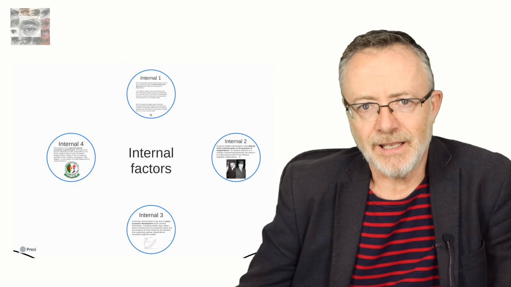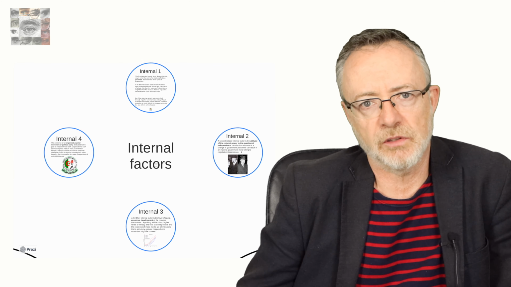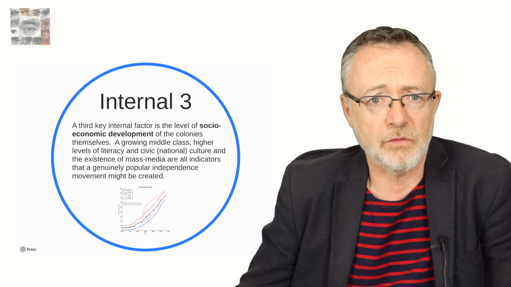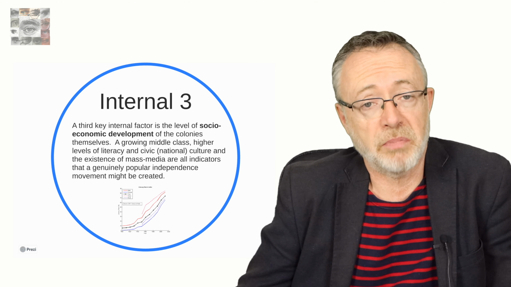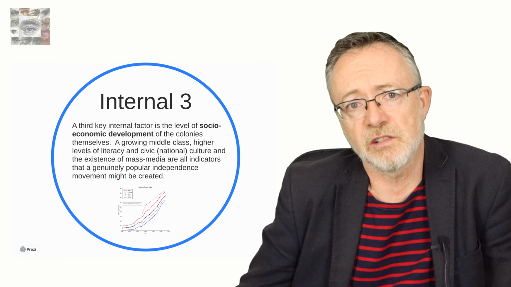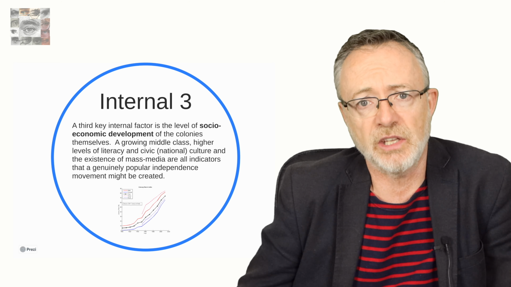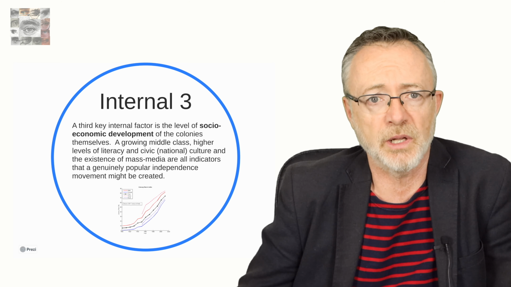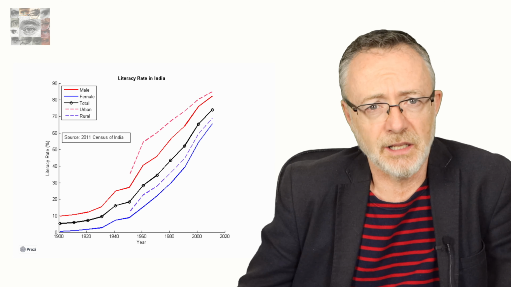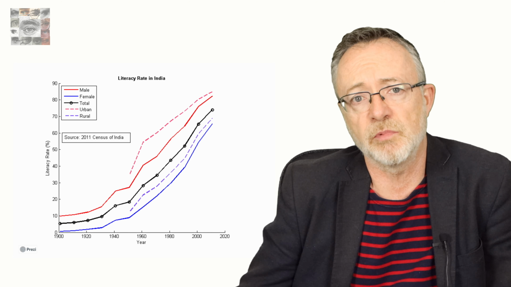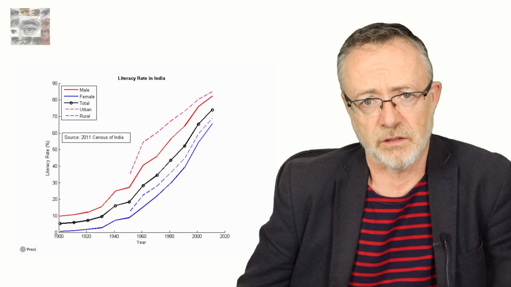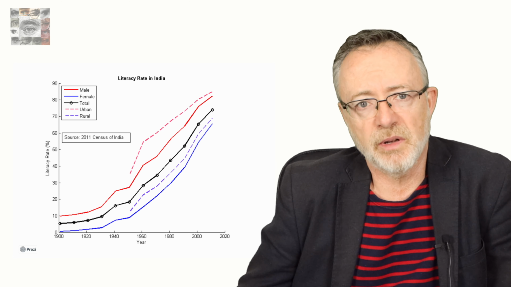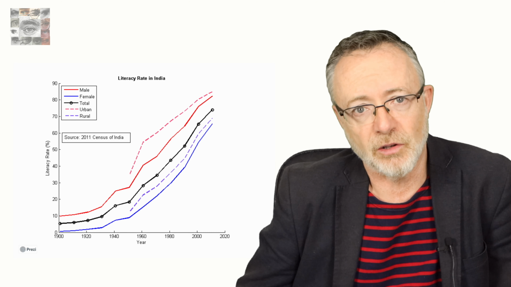A third key internal factor is the level of socioeconomic development of the colonies themselves. A growing middle class, high levels of literacy, a civic, perhaps national culture, and the existence of mass media are all indicators that a genuinely popular independence movement might be created. For example, the significant growth in literacy in India in the years before the Second World War allowed for greater awareness and understanding of the impact of colonialism, as well as a greater ability to organise and advocate for decolonisation.